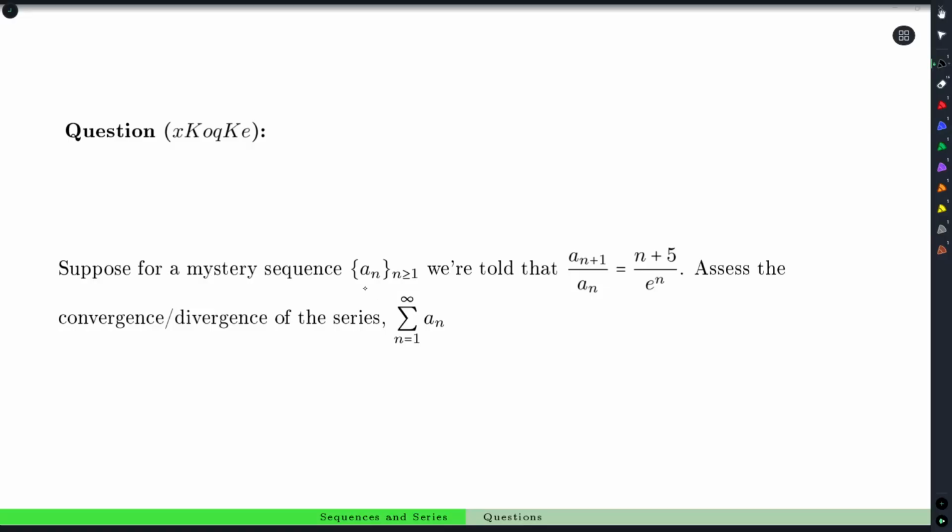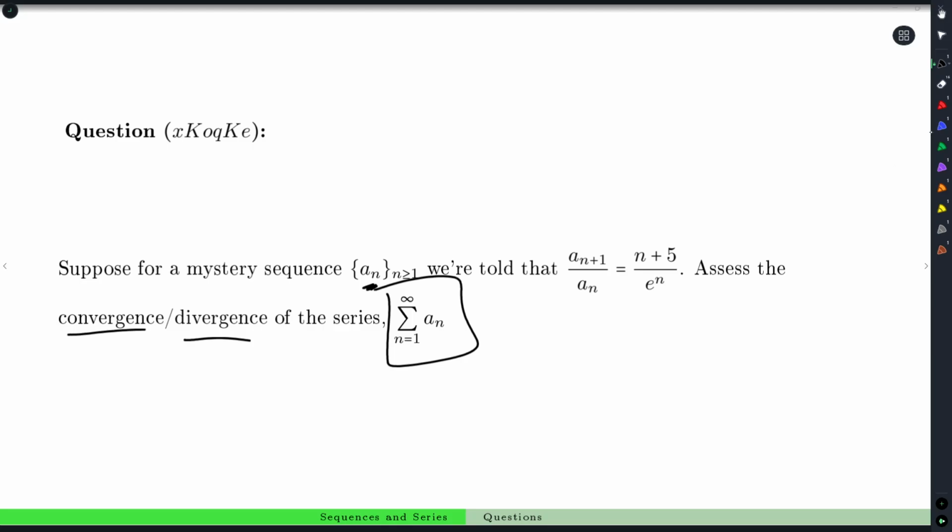Suppose for a mystery sequence, a_n, we're told that a_{n+1} over a_n is equal to (n plus 5) over e to the n. Assess the convergence or divergence of the infinite sum, the series that's adding up these a_n's.